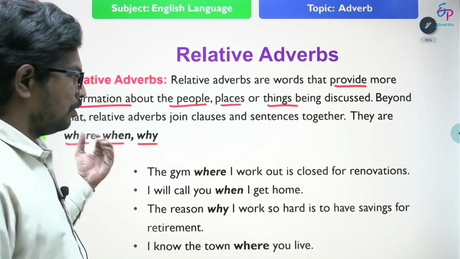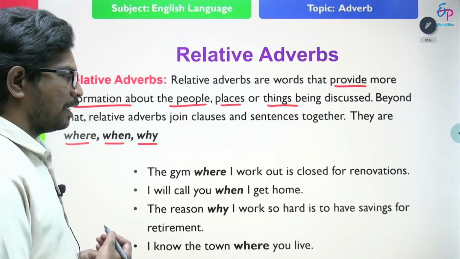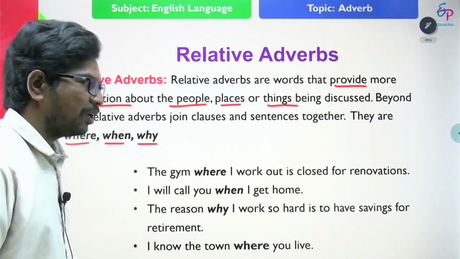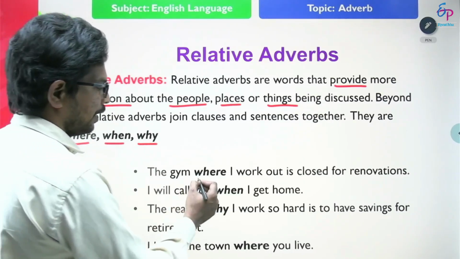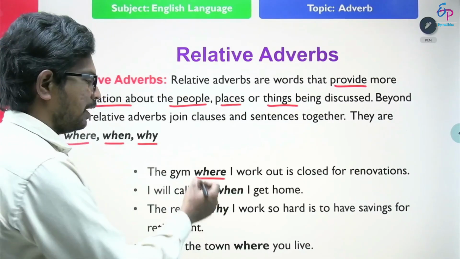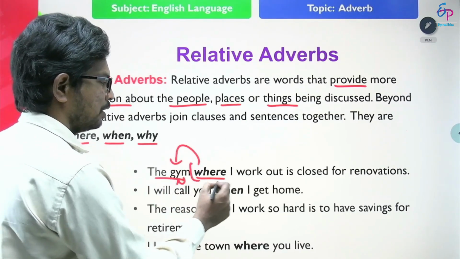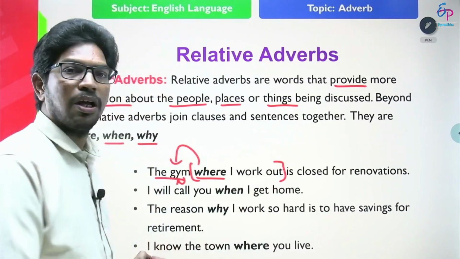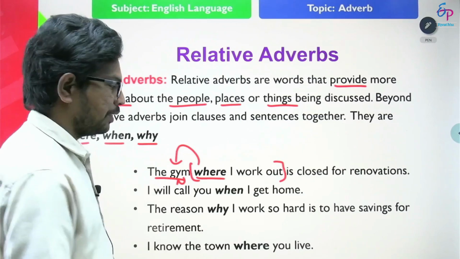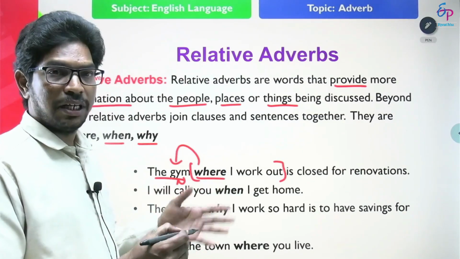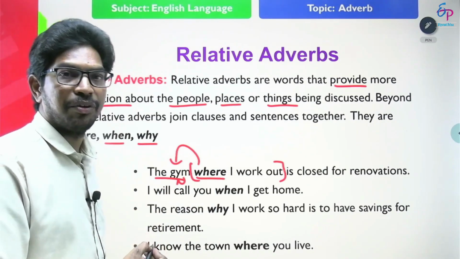Let us see the example of how these relative adverbs function in a sentence. Look at this example. The gym where I work out is closed for renovation. In this example, where is a relative adverb. It is providing more information about the gym, that is the noun. Here it is functioning as an adjective clause. Here where is showing the place of that gym. So it is functioning as an adjective which is providing information.